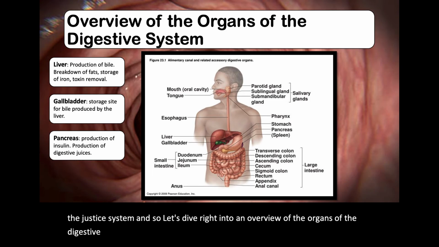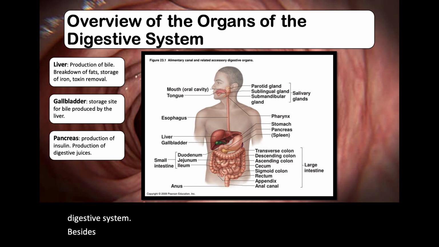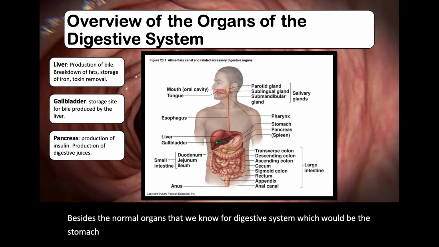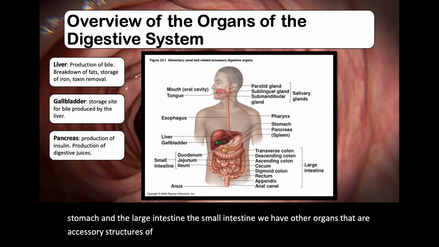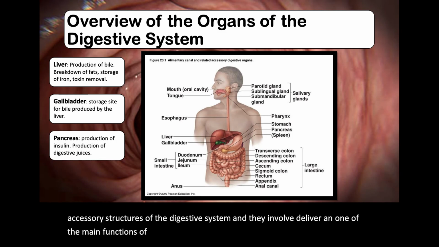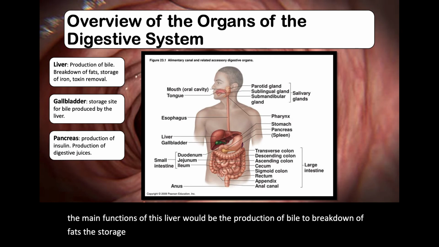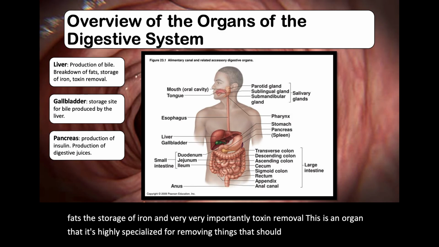Besides the normal organs that we know for the digestive system, which would be the stomach and the large intestine, the small intestine, we have other organs that are accessory structures of the digestive system, and they involve the liver. And one of the main functions of this liver would be the production of bile, the breakdown of fats, the storage of iron, and very, very importantly, toxin removal. This is an organ that is highly specialized for removing things that should not be on the body.